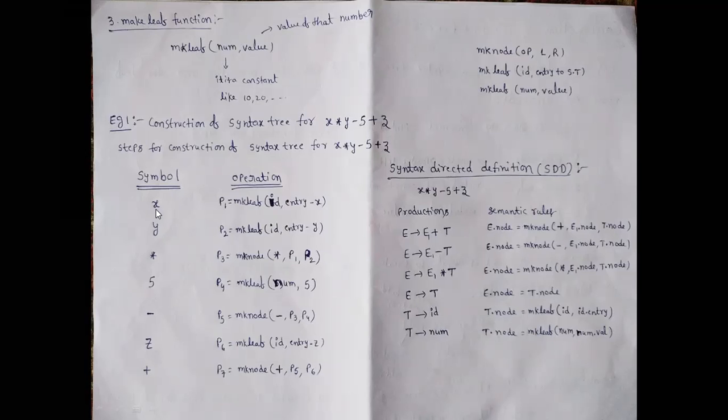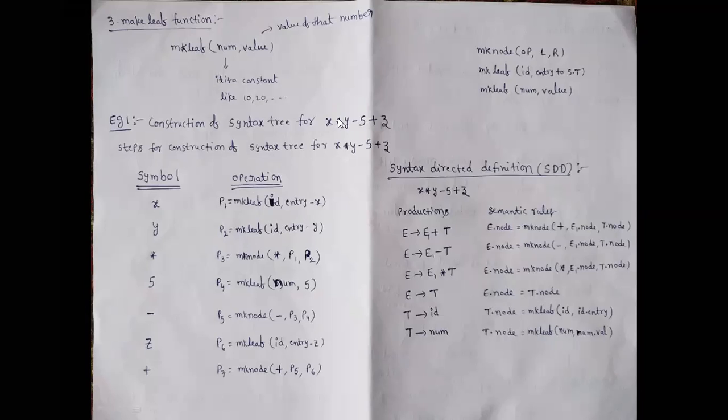Okay, so next is y. y is an operand. Then we use make leaf id comma entry to y, with y as the operand. The identifier here is y. The total function result is named p2.